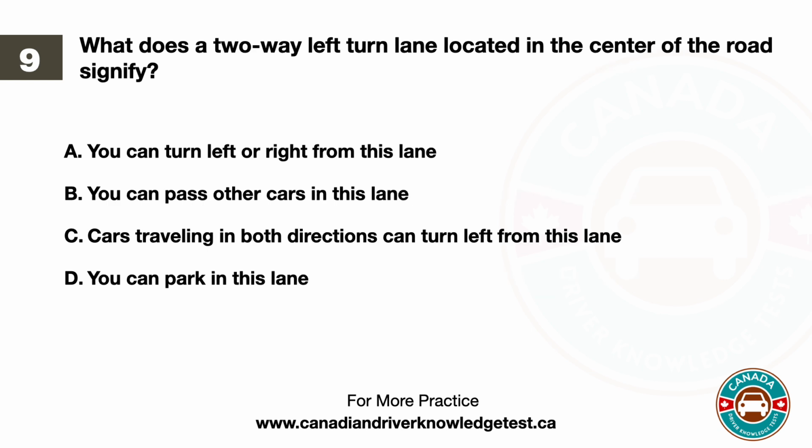Question 9. What does a two-way left turn lane located in the center of the road signify? A. You can turn left or right from this lane. B. You can pass other cars in this lane. C. Cars traveling in both directions can turn left from this lane. D. You can park in this lane. The answer is C. Cars traveling in both directions can turn left from this lane.